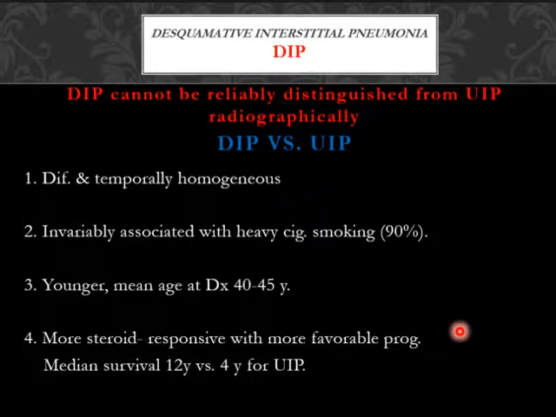Desquamative interstitial pneumonia cannot be reliably differentiated from UIP, but there are some helpful features. It is diffuse and temporally homogeneous, while UIP is more lower pole, peripheral, and heterogeneous. It is invariably associated with heavy smoking, 90% of cases. They are younger, mean age 40 to 45, while UIP is 50 to 70. It is more steroid responsive with a more favorable prognosis. Survival is about 12 years, while in UIP it is about 4 years.